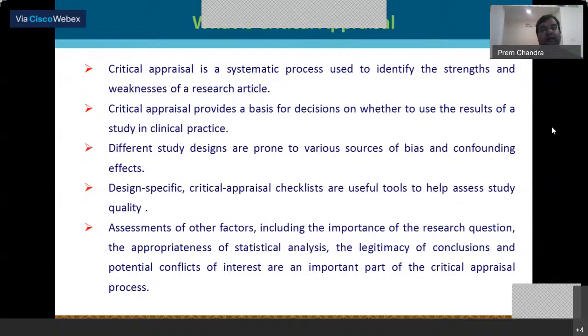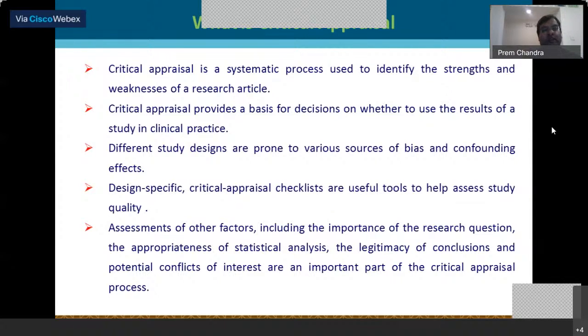Is the method reported in the trial adequate or not? That's exactly what we do when we do critical appraisal. Critical appraisal provides a basis for a decision on whether to use the results of a study in clinical practice or not. Because we all know that if the methods are not proper, if they are not adequate for the design, definitely the evidence cannot be used in clinical practice.